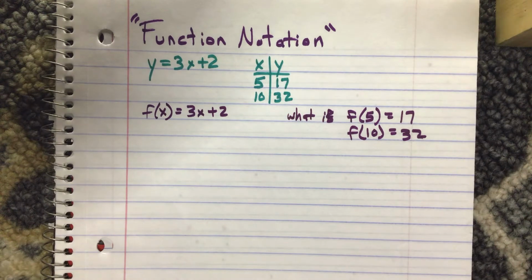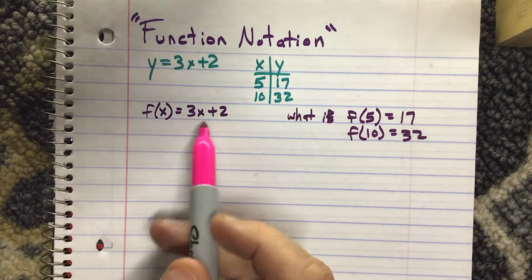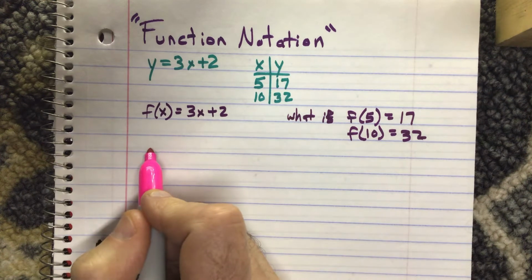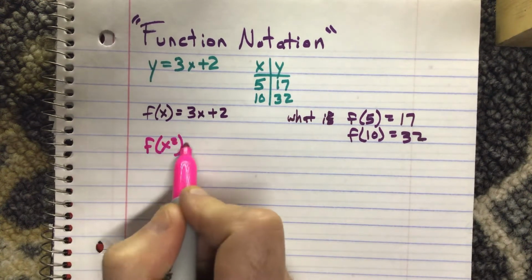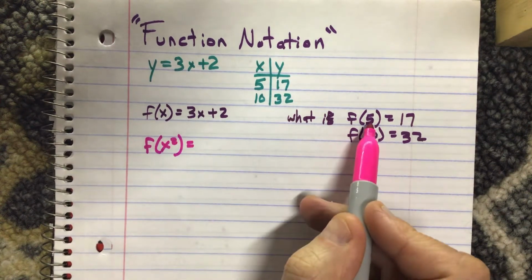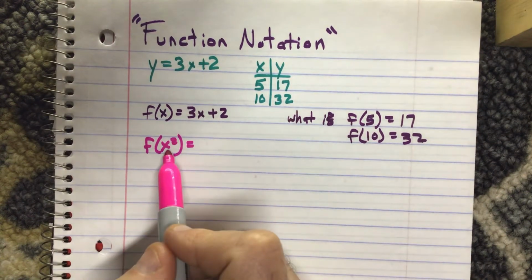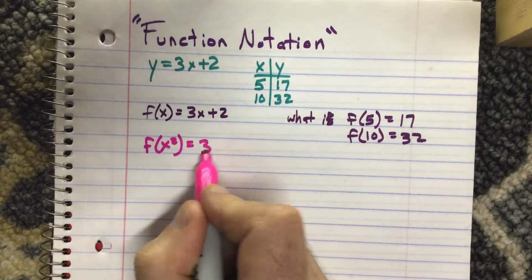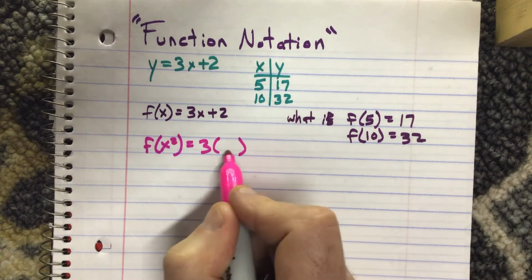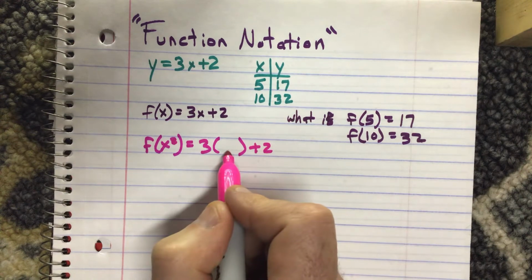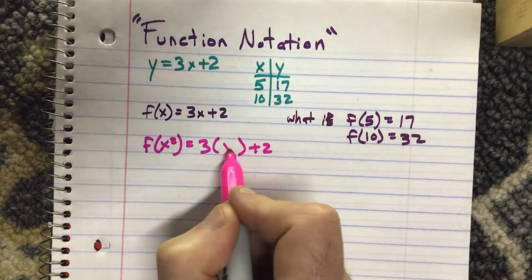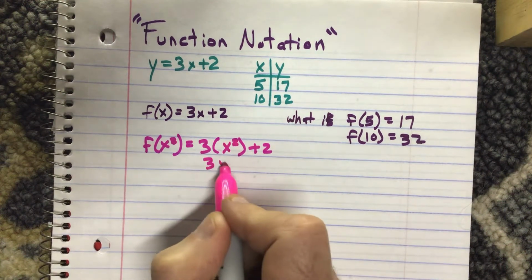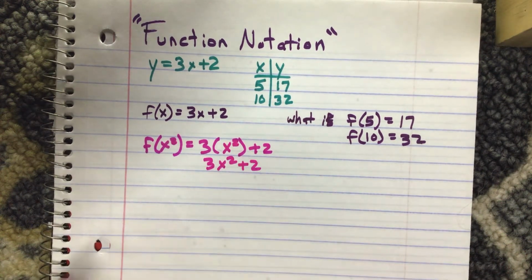It's not just constants that you can plug in. I could ask you what is, let's say, f of x squared. So what I'm saying is, instead of plugging 5 in here, I want you to plug x squared in here. So you'd have 3 times x plus 2, but I'm asking you to substitute in, instead of x, just as you would have put in a 5 to calculate it here, an x squared. And so you just get 3x squared plus 2. So you can plug a function into a function.